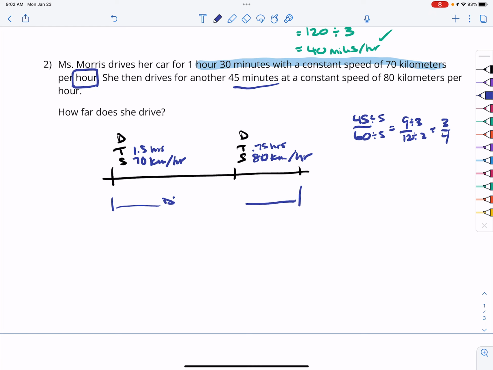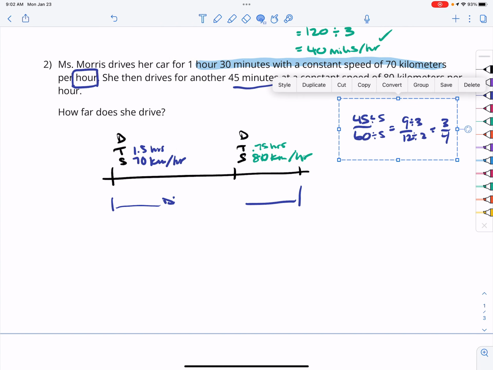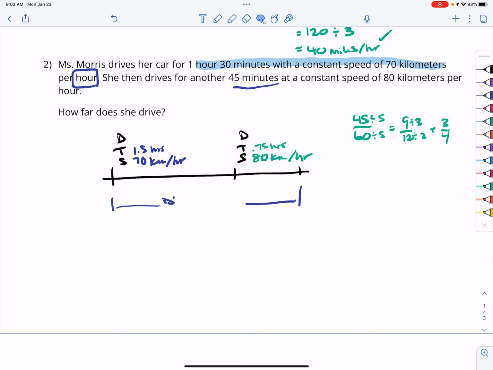So let's see, in this first part, I'm going to put these into different colors for us. That way, as I do the work, we can differentiate that easier. Okay, so on the blue side, distance equals speed times time. So this is going to be 70 times 1.5. 70 times 1 is 70. Half of 70 is 35. So Miss Morris drives 105 kilometers in that first section.